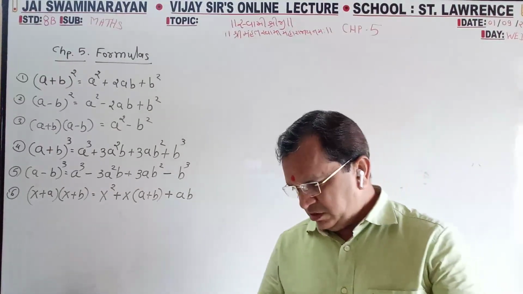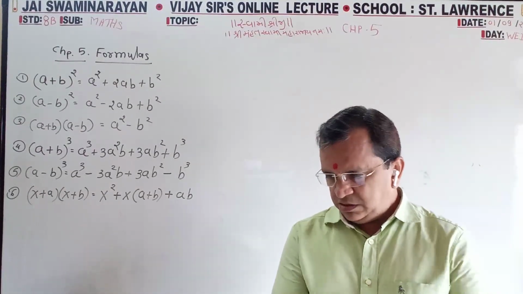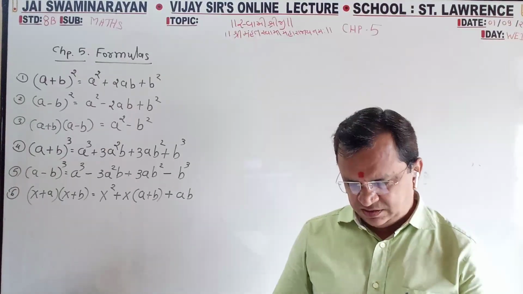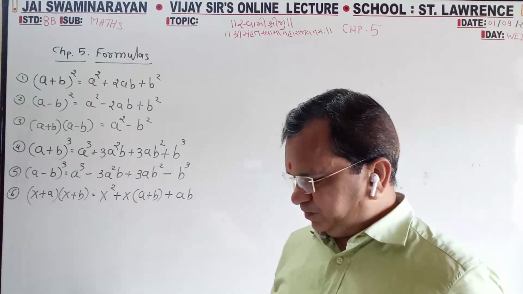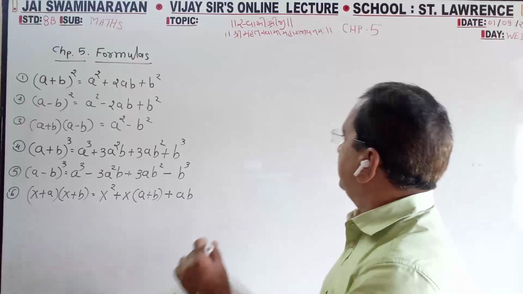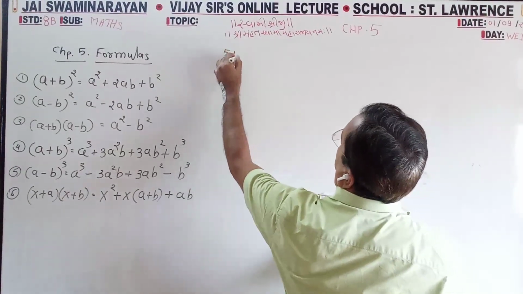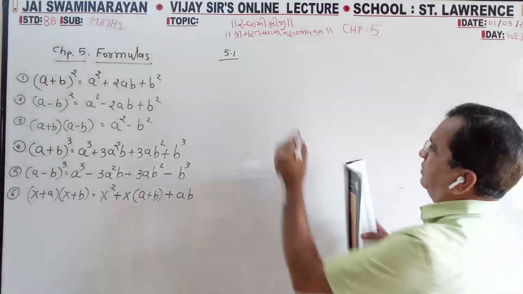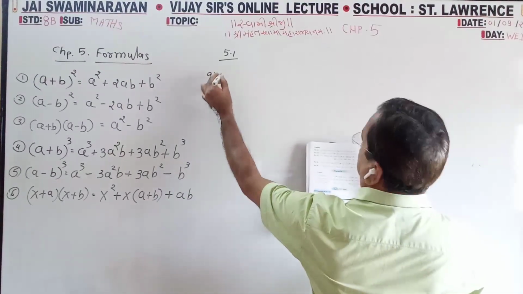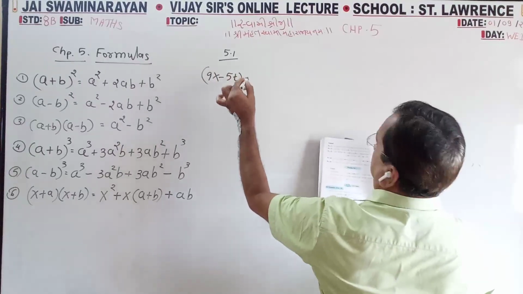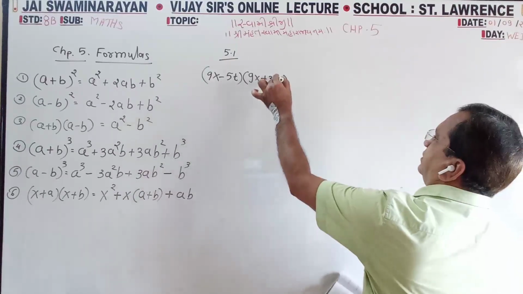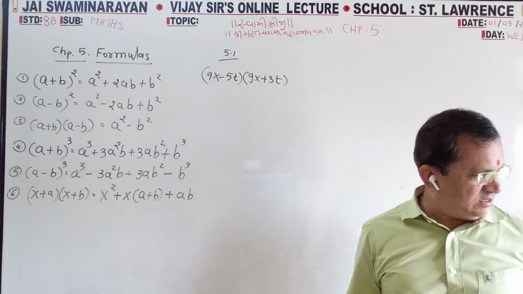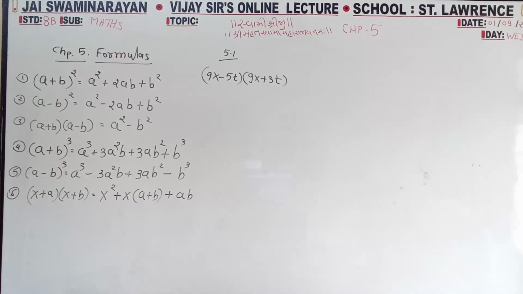Now we will revise and do that. For example, 5.1, we will revise (9x minus 5t)(9x plus 3t). It will be direct multiply, 9 into 9.